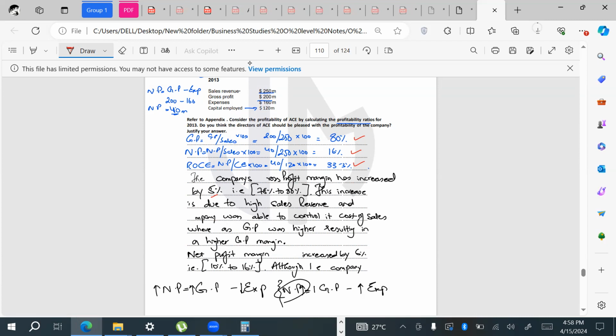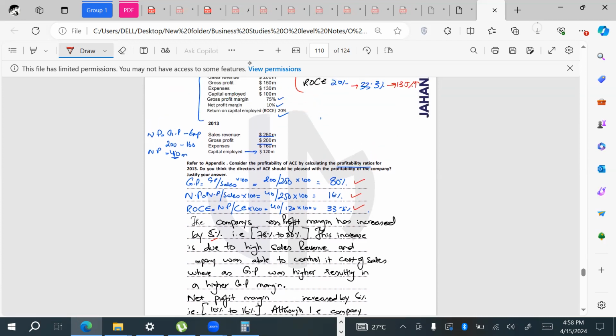So now listen, now see, this increase is due to high sales revenue, and the company was able to control its cost of sales, whereas GP was higher, resulting in a higher GP margin. Now, whenever you calculate a gross profit, just a gross profit, how did this value come? So gross profit is basically sales minus cost of sales.